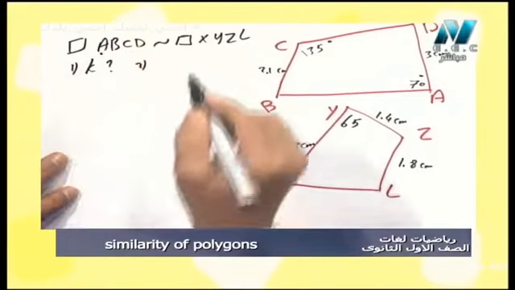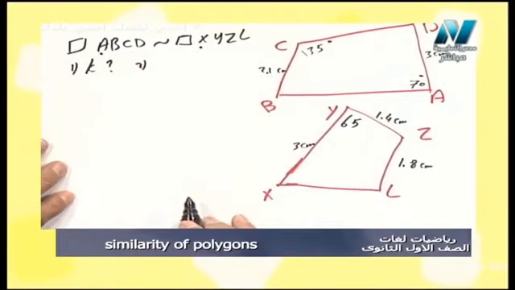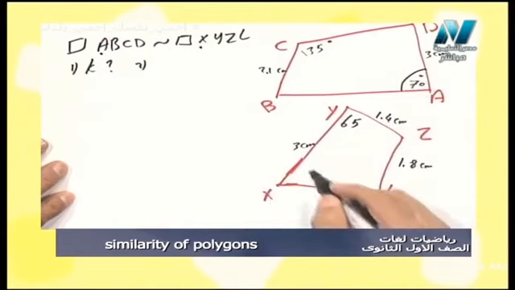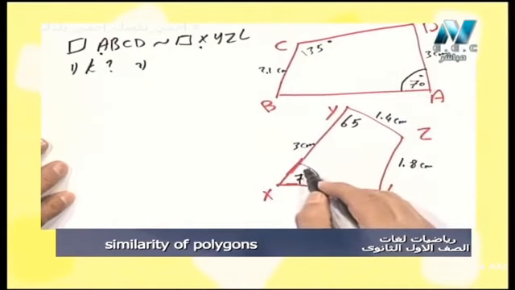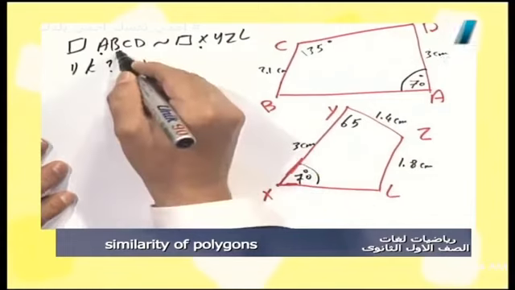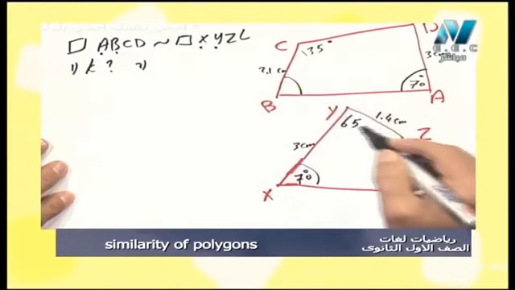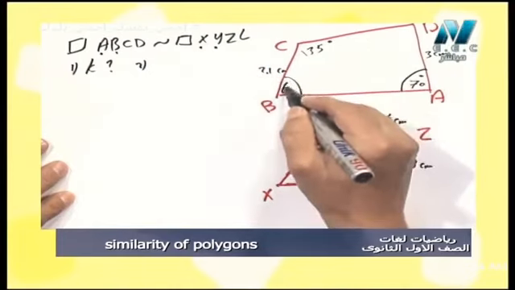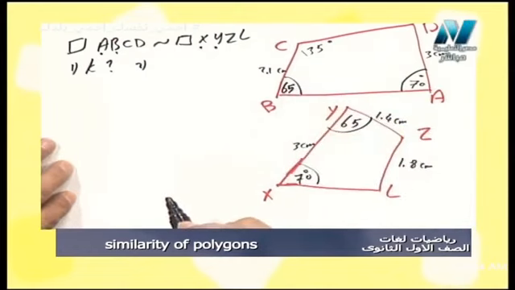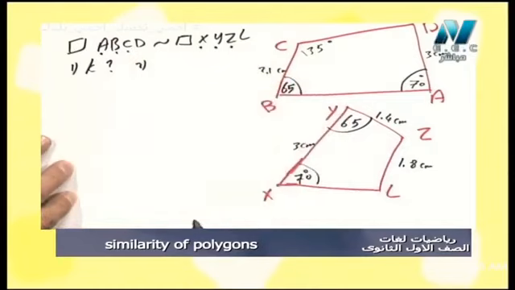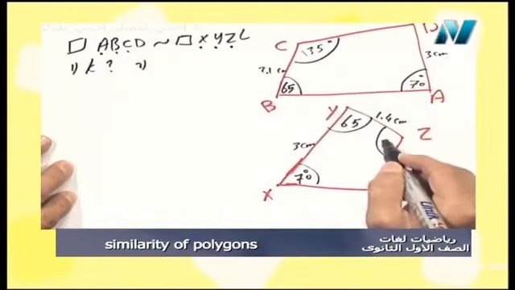Measure angle A equals measure angle X. Where is A? A is 70 degrees. So measure angle X equals 70 also. Measure angle B equals measure angle Y. Where is B? B here, and Y here is 65, so it's 65. Okay. Measure angle C equals measure angle Z. C equals 135, and Z of course equals 135 also.